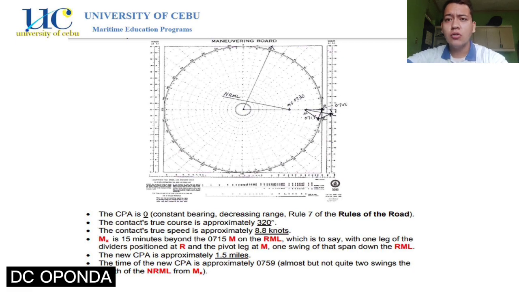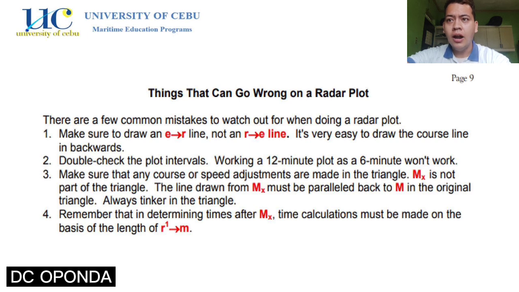So here are the things that can go wrong on a radar plot. There are a few common mistakes to watch out for when doing a radar plot. First, make sure to draw an E to R line, not an R to E line. It's very easy to draw the course line in backwards. Second, double check the plot intervals. Working a 12-minute plot as a 6-minute won't work.